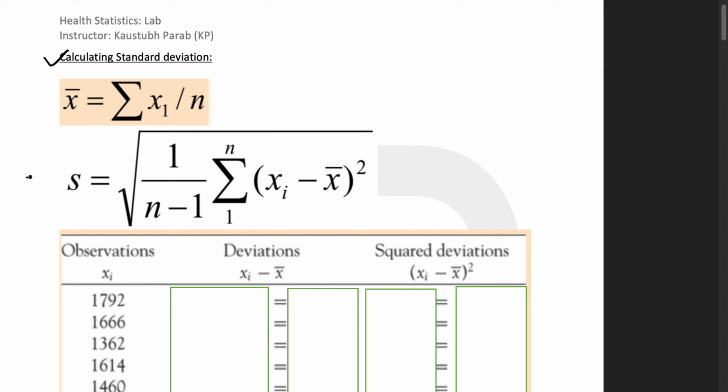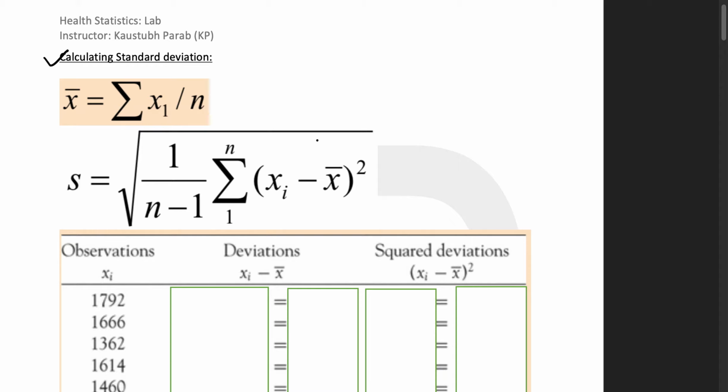So we know that this is the formula for standard deviation. S is represented as standard deviation for sample. And there is sigma, which is represented as standard deviation for the population. But in this lecture, we are going to cover how to calculate standard deviation for sample S. And the formula given here is the square root of 1 upon n minus 1, summation of xi minus x bar, the entire term squared.